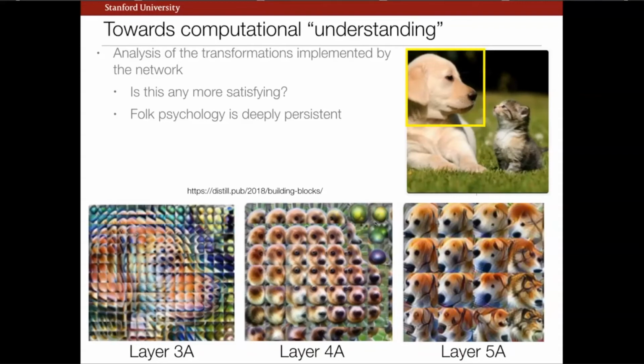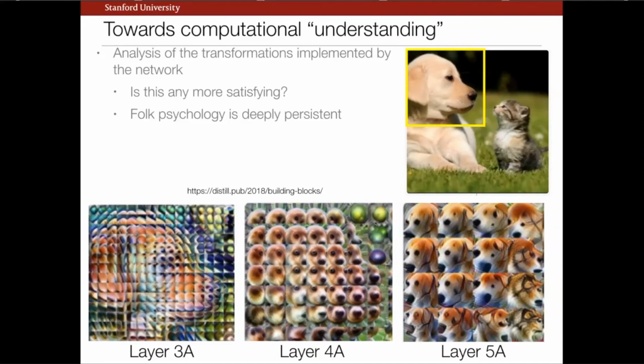So the question is, what do we get out of this type of analysis, right? Have we really learned anything more than the fact that we can predict how the thing is going to respond to a particular image? And is the kind of description that we get out of this satisfying? I think one of the challenges is that we always want to come back to describing these things in terms of folk psychological sorts of concepts. And I think that part of the neuroscientists' and psychologists' psychology is deeply persistent.